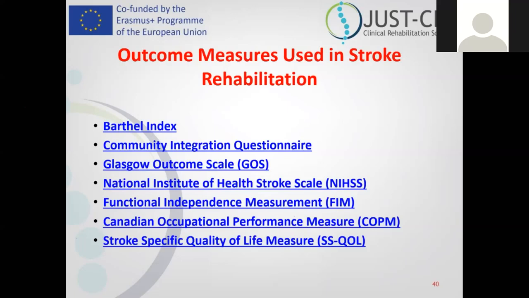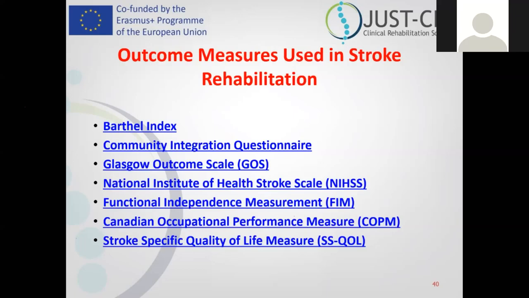It has been validated with more than one population. It has been used with individuals with other health conditions, but it was validated with individuals who have stroke. And the last questionnaire or outcome measure is the stroke-specific quality of life measure. This is a quality of life questionnaire that has been developed for use specifically with individuals who have stroke.